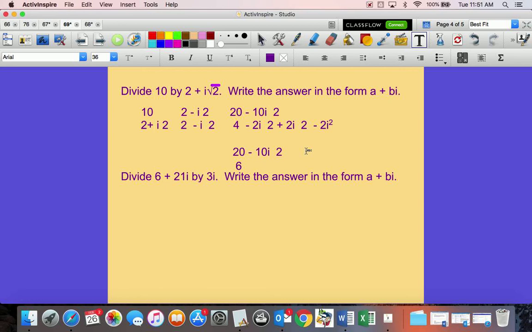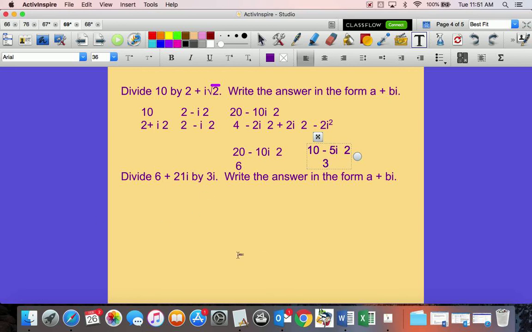And then we can simplify these down, because we have this 20 minus 10i square root of 2 over 6. We could divide everything on the top by 2. So this would be a 10 minus 5i square root of 2 over 3. And that would then be simplified.